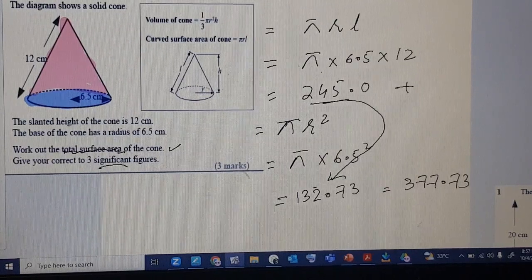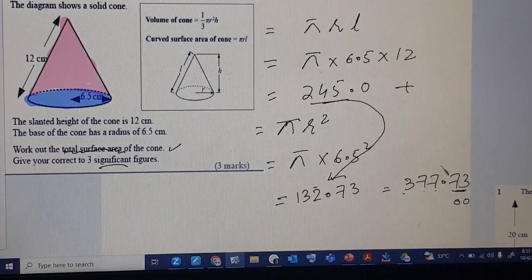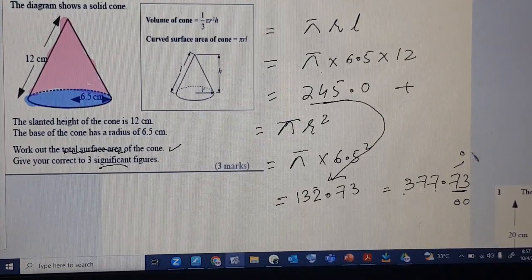This had three significant figures, so 1, 2, and 3. This is just going to be 0 anyway, so I'll put 0. And this is between 0 to 4 or 5 to 9, so I have to decide. This is between 5 to 9, so I will add 1 in this one to make it 8.